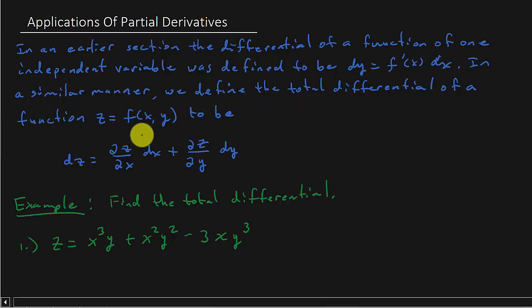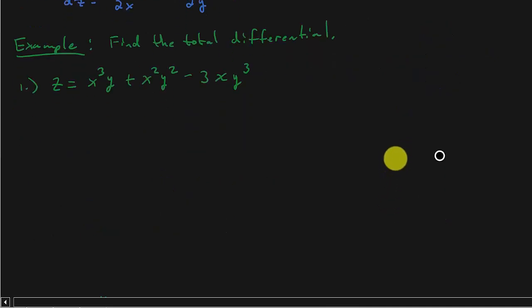the total differential of a function z equals f of x, y to be dz equals the partial of z with respect to x times dx, plus the partial of z with respect to y times dy. So basically all you're doing is taking the partial with respect to x times dx, and the partial with respect to y times dy. We should know how to do this at this point. Let's look at some examples.